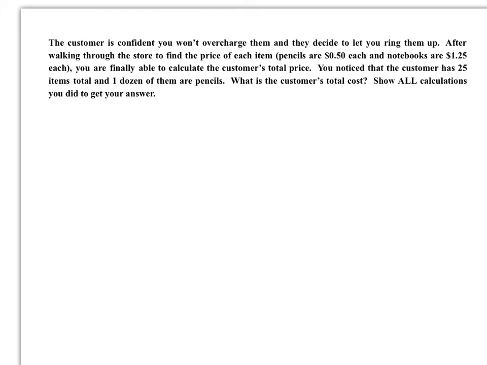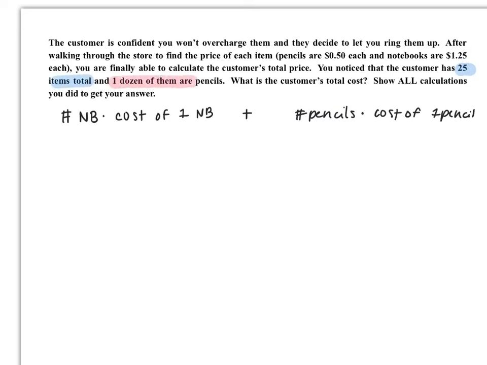So on the previous page, we decided that we needed to know the number of notebooks times the cost of one notebook. And then we needed to know the number of pencils times the cost of one pencil. And that we would add these two things together when we were done. So once you see that, you see a couple of important pieces of information. One is that there's 25 items total. 1 dozen of them are pencils.